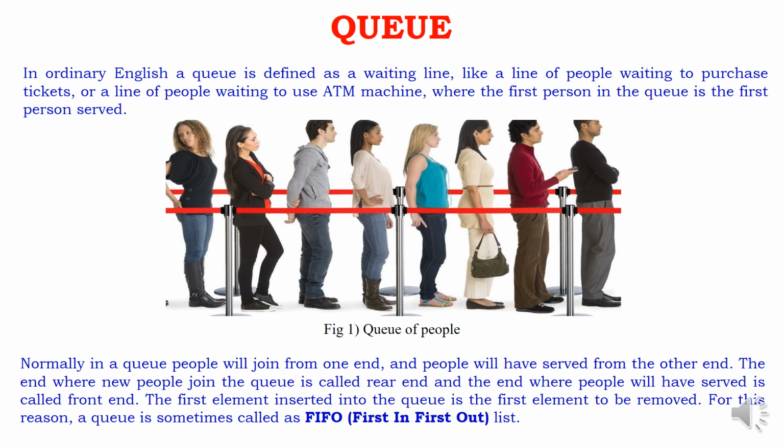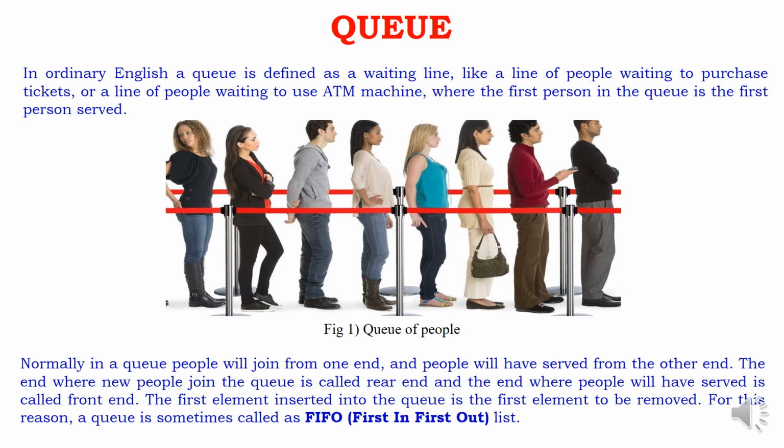Today we are going to discuss queues. In ordinary English, a queue is defined as a waiting line, like a line of people waiting to purchase tickets or a line of people waiting to use an ATM machine, where the first person in the queue is the first person served.